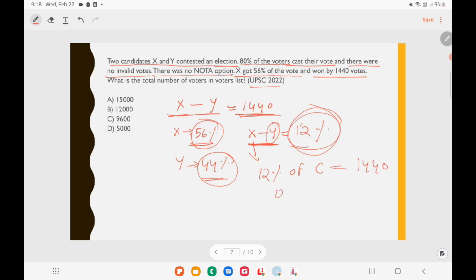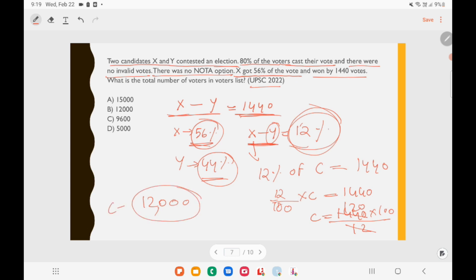So you will get 12 by 100 into C, where C is the cast vote, equal to 1440. So C is equal to 1440 into 100 by 12. You will get 120 into 100, which is 12,000. So the total number of cast votes is 12,000.